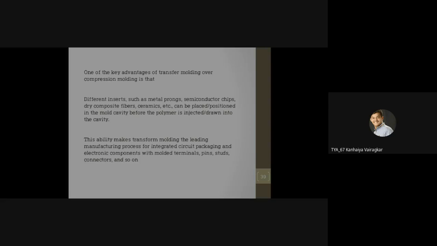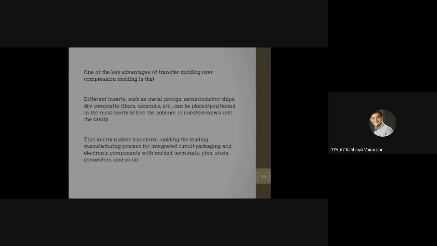This ability makes transfer molding the leading manufacturing process for integrated circuit packaging and electronic components with molded terminal pins and stud connectors. That is how it is mentioned: electronic components with molded terminals. Are you getting it? This is not manufactured by assembly design. Assembly design means we have separate parts and we are assembling them.